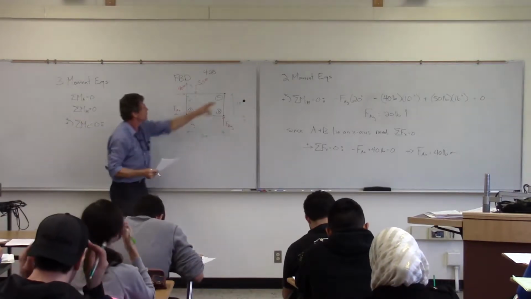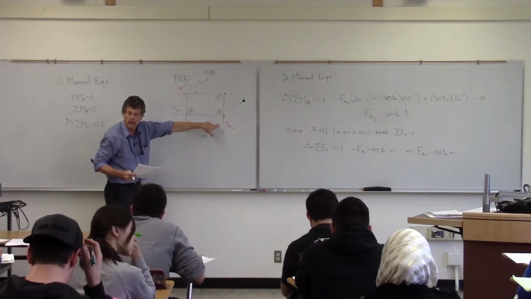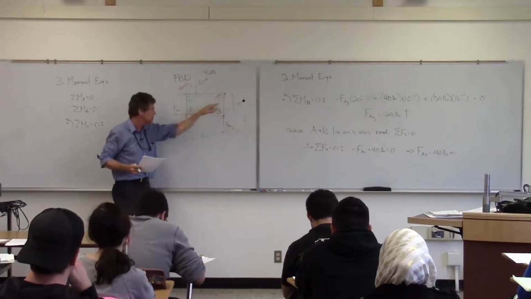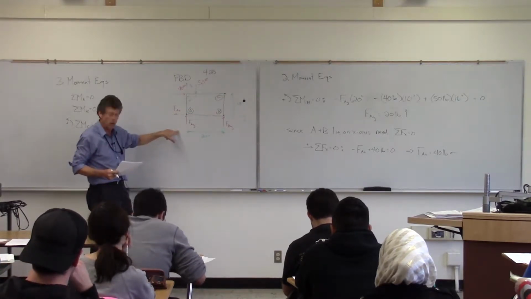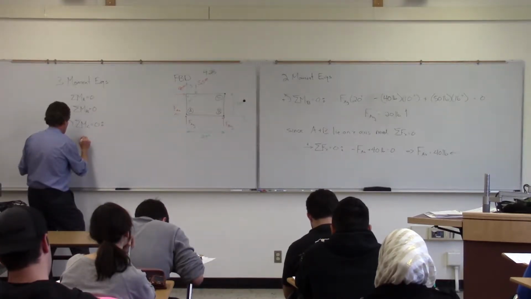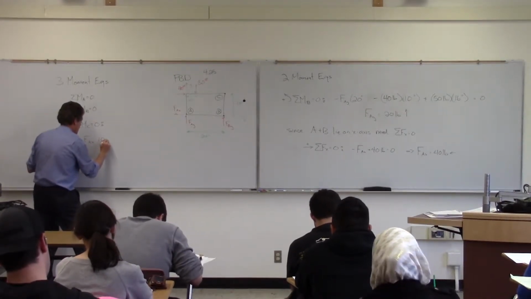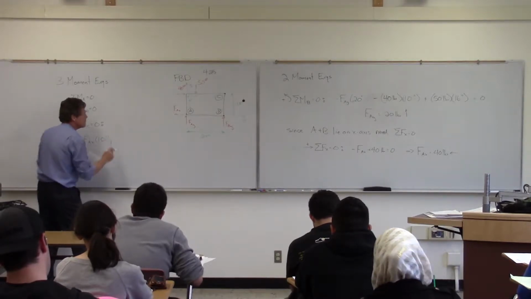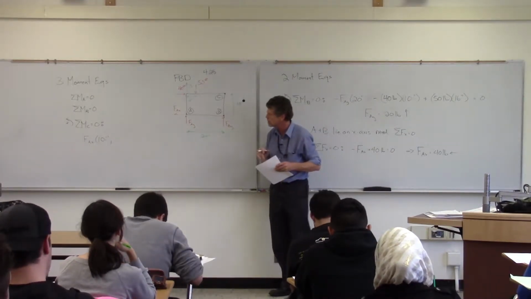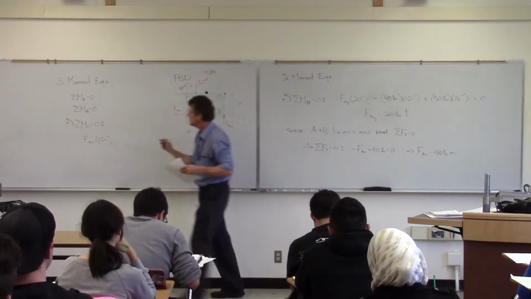Now when we consider C, we'll note that FBY goes through C, so we're not going to put that one in there. We'll also note that the 40 goes through C, so we're not going to put that one in there. I am going to need to put FAY, FAX, and then the 50. Okay, so again, the FAX is at 10, positive or negative in this equation? Negative. I'm holding it at there. It's going to want to rotate me in a negative sense.